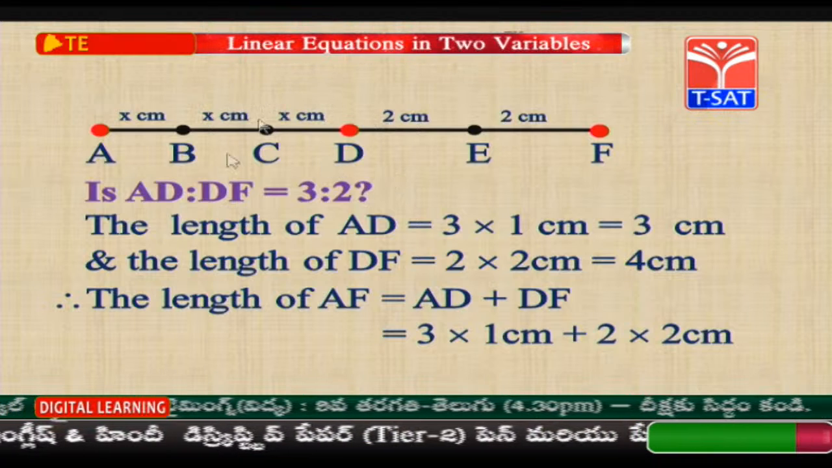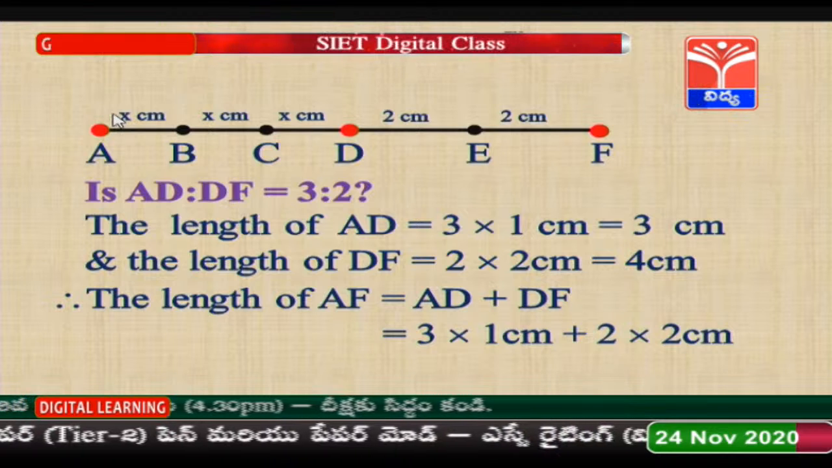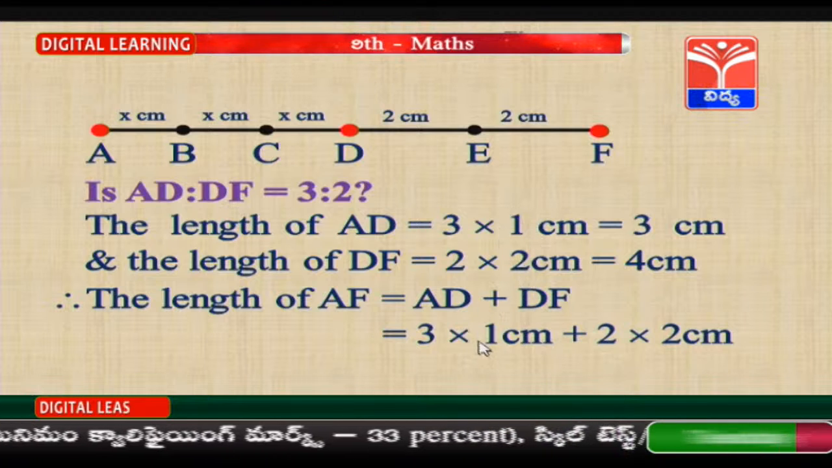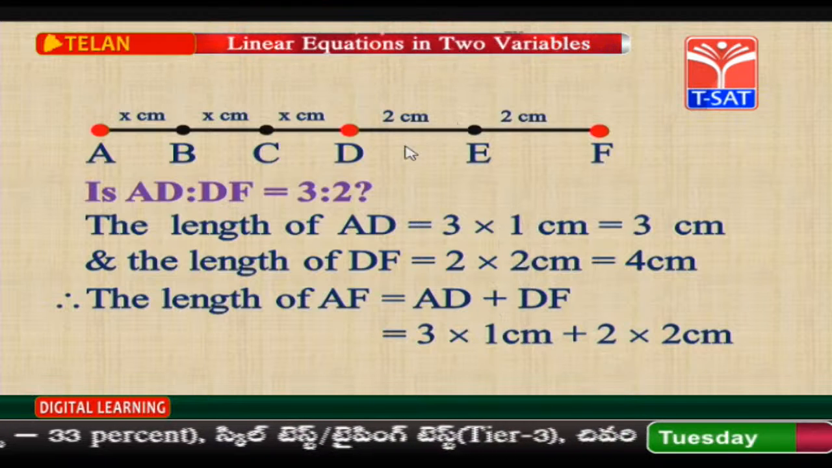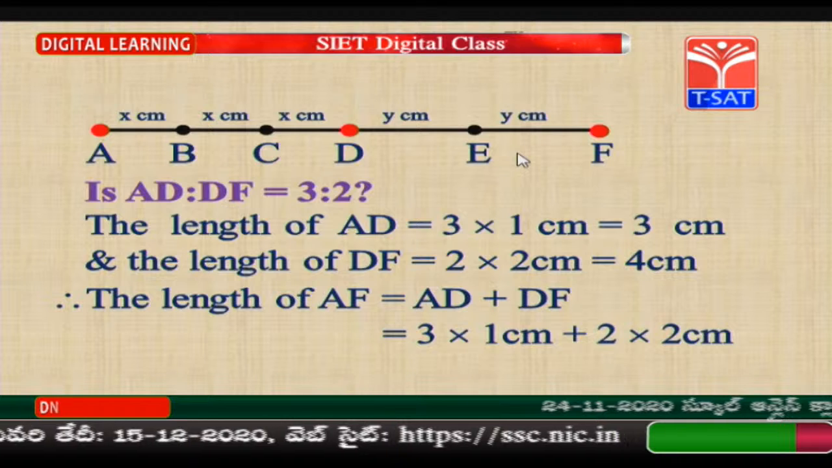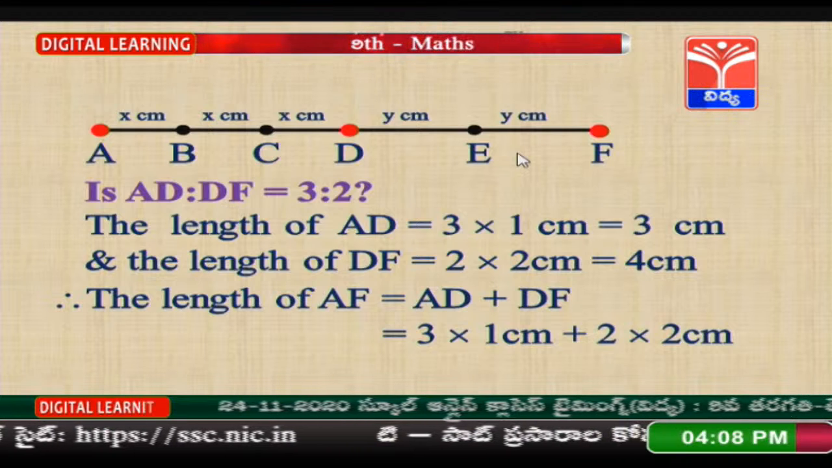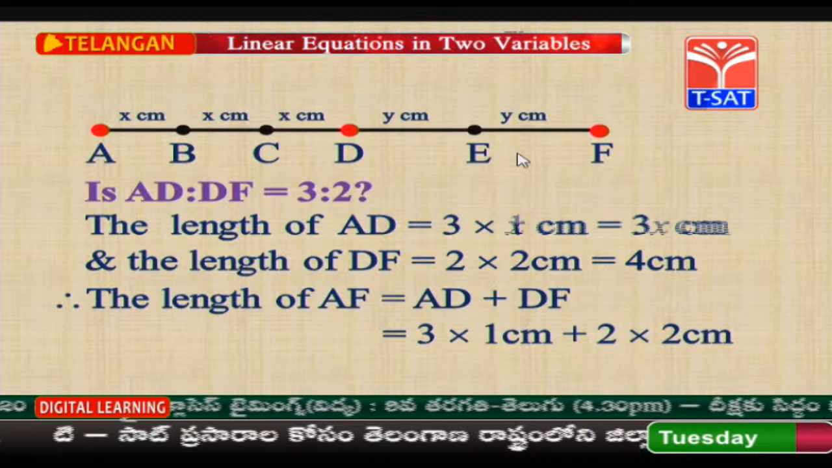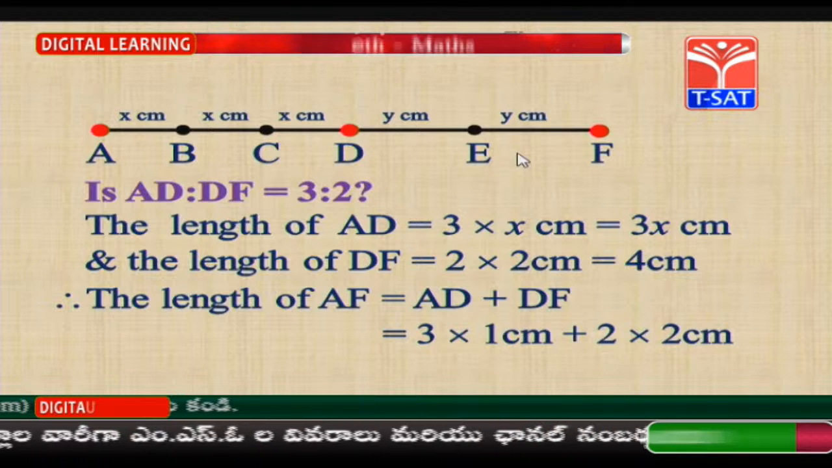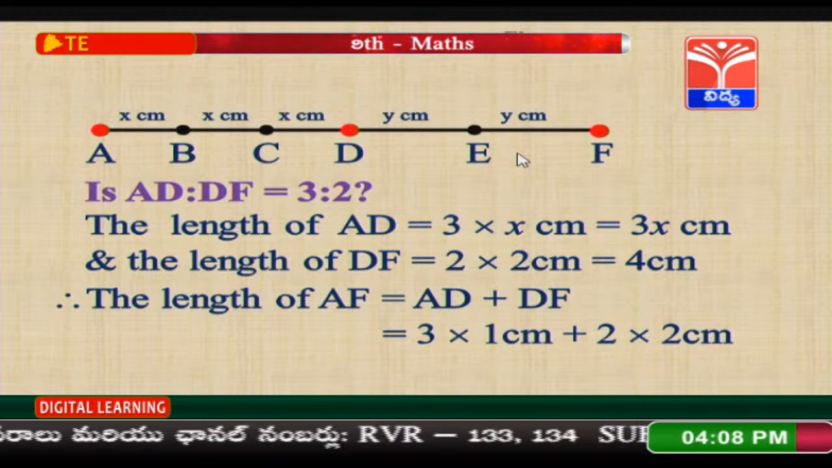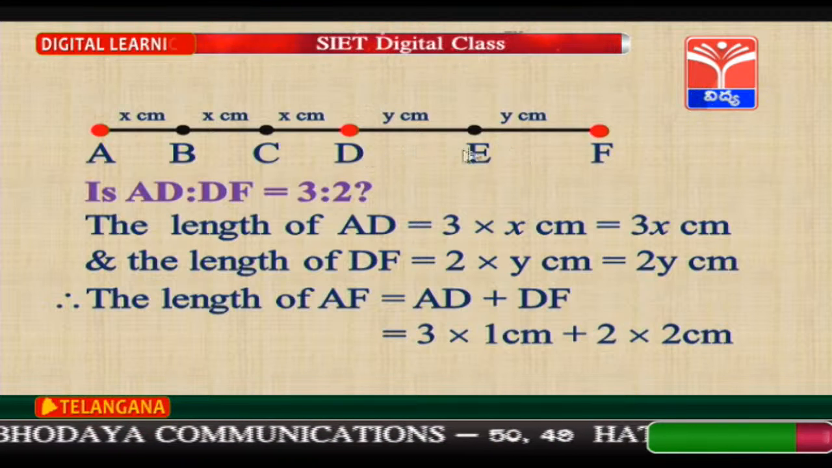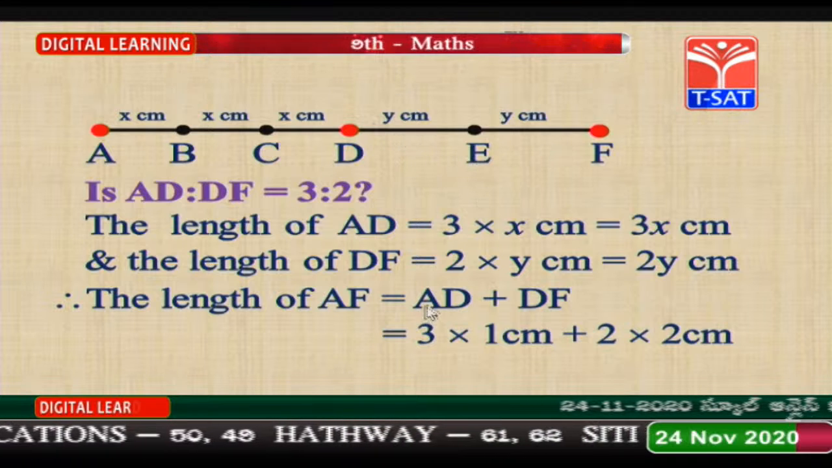That means, instead of 1 centimeter, if I take it as x centimeters, what could be the changes here? Here also it changes. Now, let us come to the second part here, D and EF. If I say they are y centimeters and y centimeters, now what changes occur? Now, the length of AD is equal to 3 into x centimeters, or 3x centimeters. Now, the length of DF is 2 into y, because the distance between D and EF is equal to how much? y.